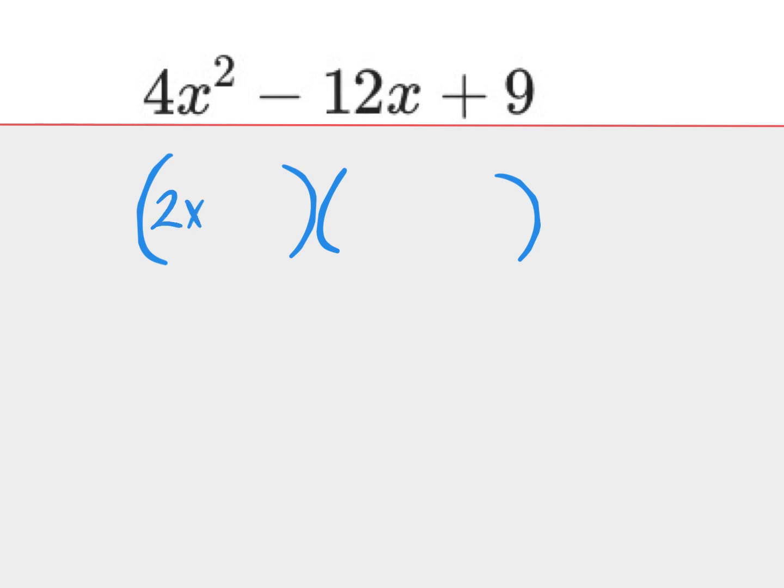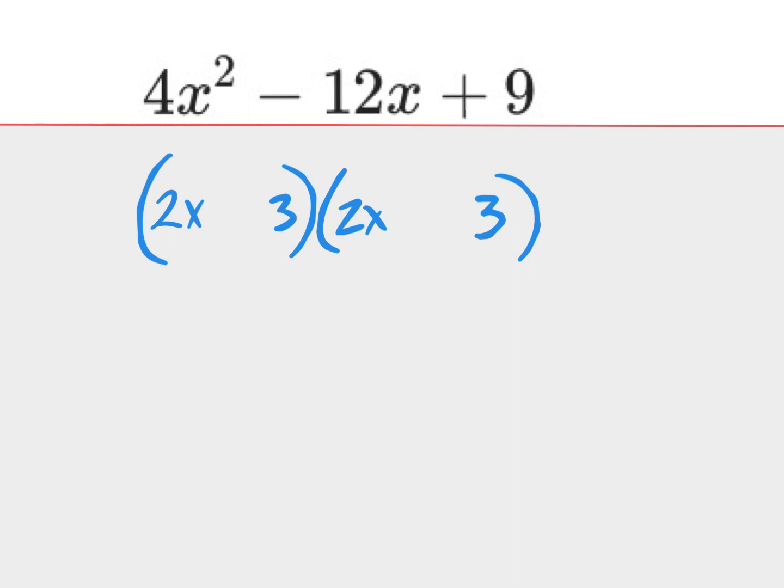And what is the square root of 9? Well, the square root of 9 is 3. So we put a 3 right here, okay? So we just repeat those values, the 2x and the 3. Now, the problem is we need some symbols in here. Is this a plus and is this a plus? Is this a minus and this a minus? Or is this a plus and this a minus? Who knows? All you've got to do is think about it.